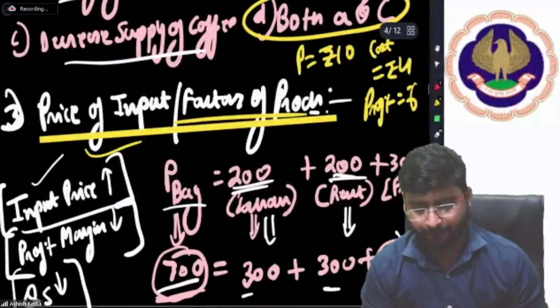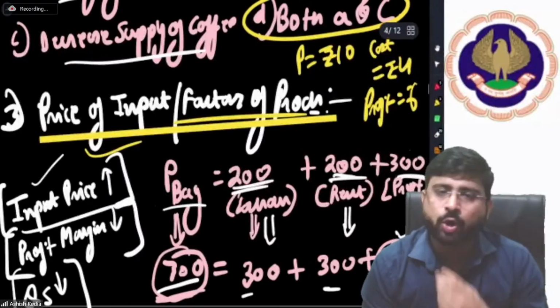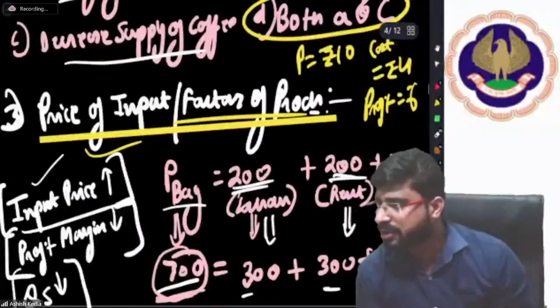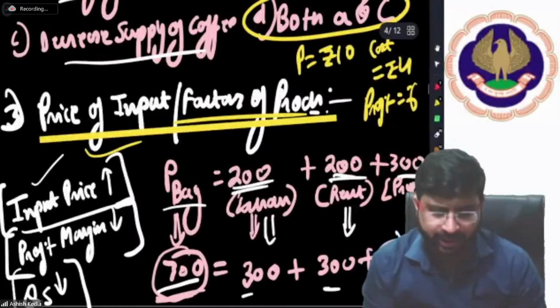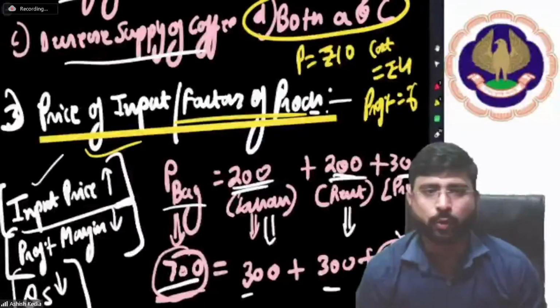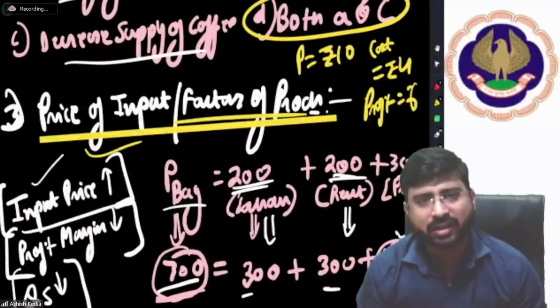Now what is happening is labor and what will be the profit margin? Sir, profit margin is 300. I am repeating point 3. Okay, we are discussing price of input or cost of inputs.